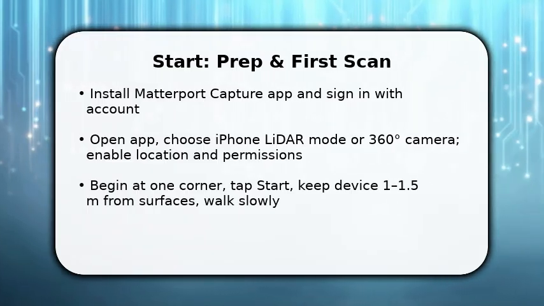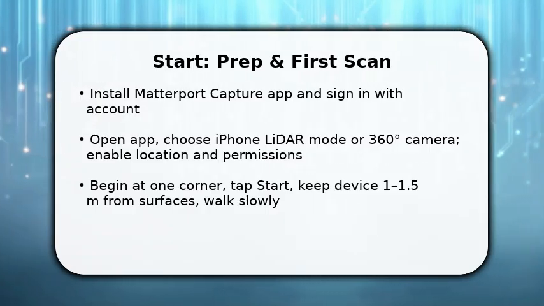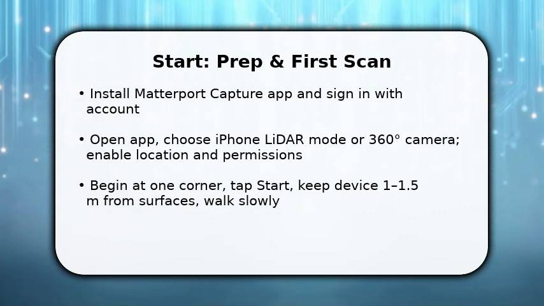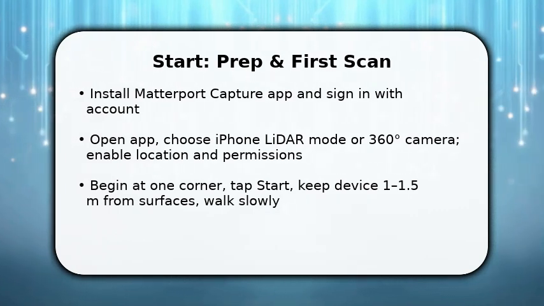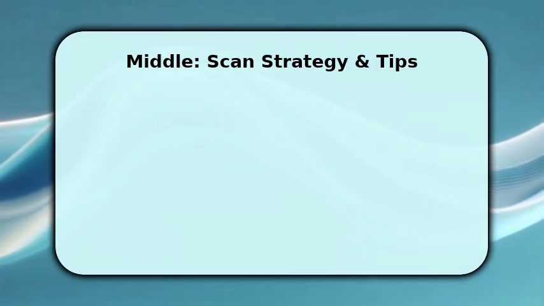Start in a corner of the space, hold the phone about 1 to 1.5 meters from nearby surfaces, tap Start, and walk slowly to let the app register geometry and textures. Now you'll execute the detailed scanning strategy that yields crisp models.